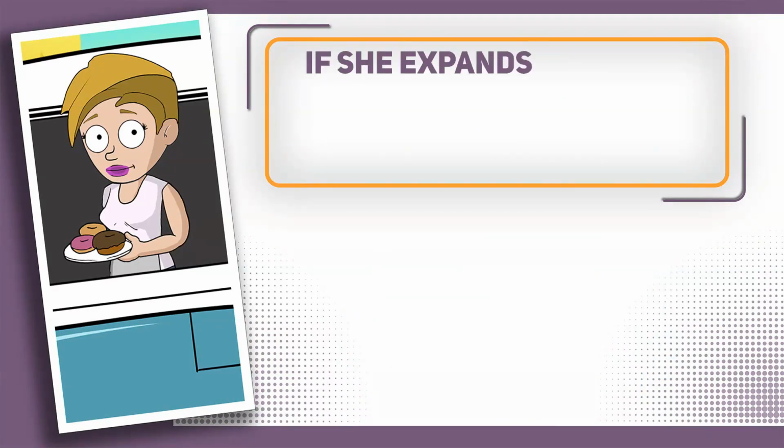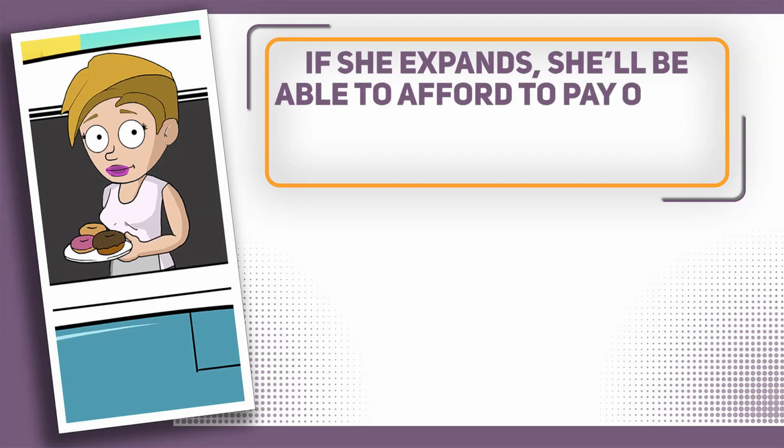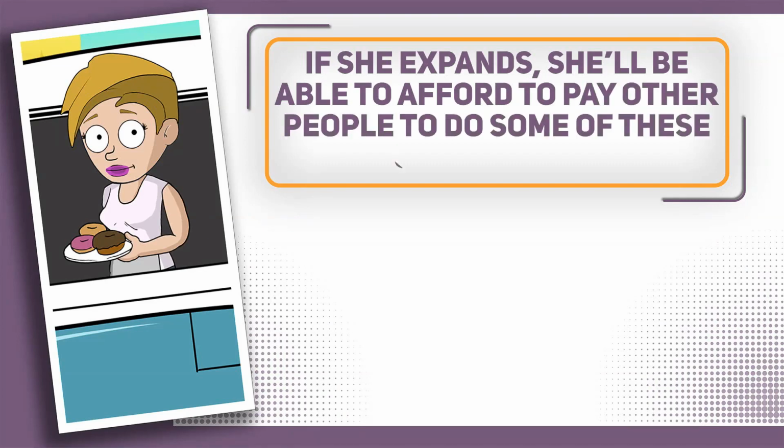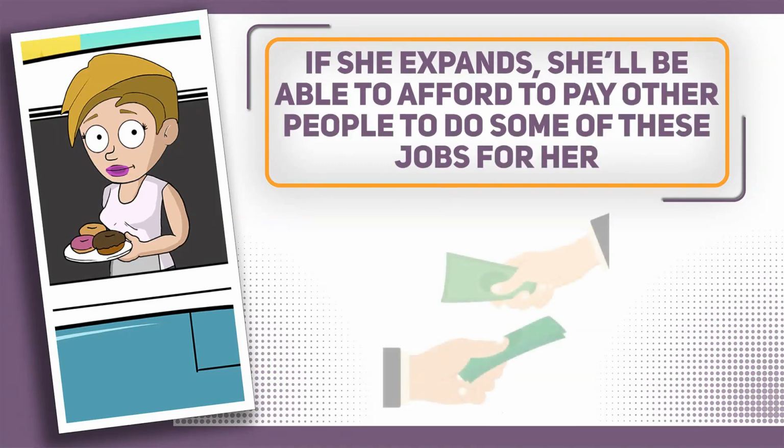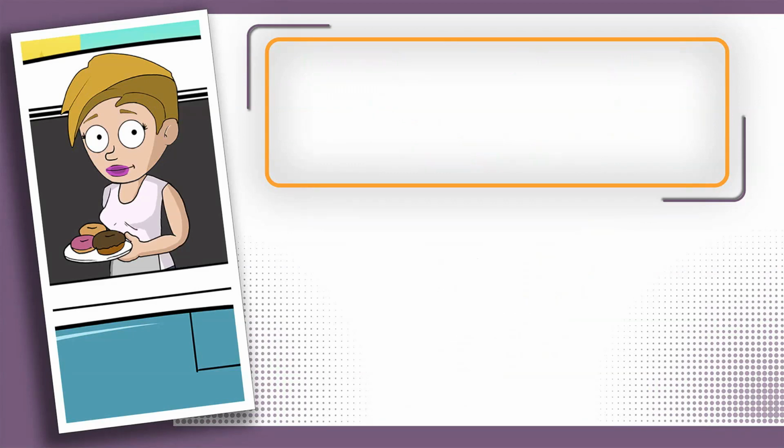She knows that if she expands, she'll be able to afford to pay other people to do some of these jobs for her, such as bringing in a marketing agency to help with her brand awareness and social media, and maybe hiring a bookkeeper to help keep her accounts up to date. Lottie knows it will cost about the same to use a marketing agency to get her brand awareness out there, whether she has 1 van or whether she has 6 vans.